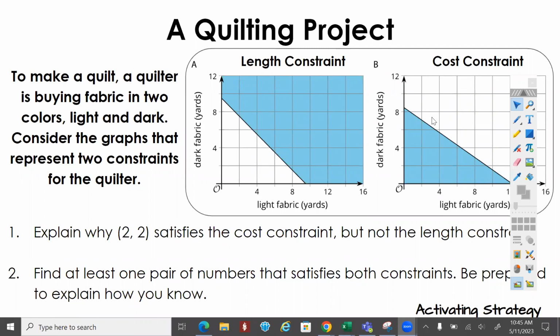So the cost constraint is right here, and the 0.22 is right here. Right here is where 2 would be. You see how it's in the shaded region for the cost constraint, but it's not in the shaded region for the length constraint. Okay, solutions are only going to work when they're in the shaded region for both. Now, it says find at least one pair that satisfies both constraints. I want you to look at these 2 graphs, and I want you to figure out a point that would work for both instances.